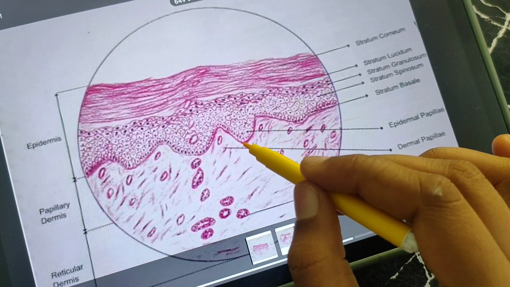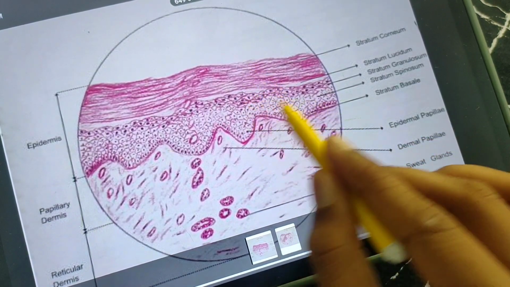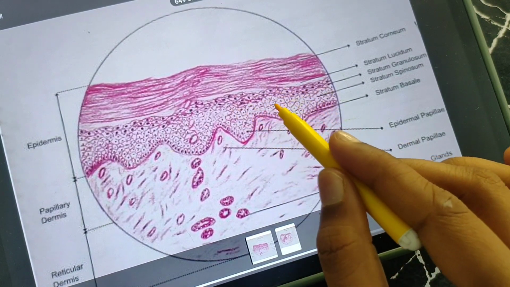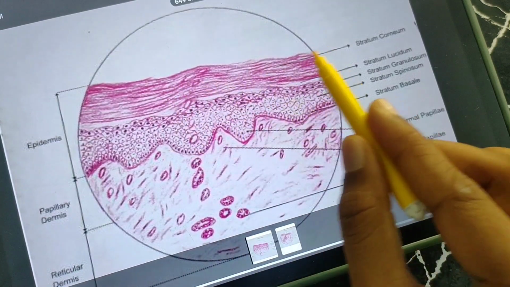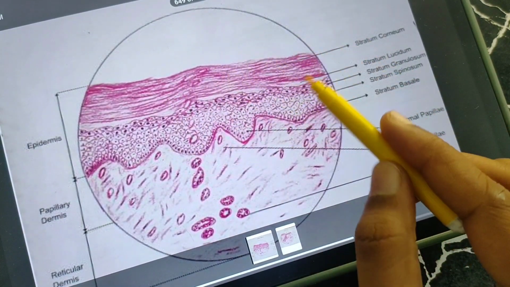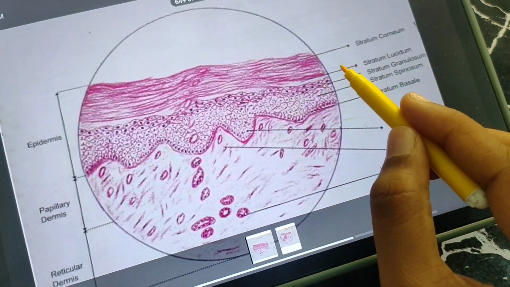From the stratum basale to the stratum corneum, the cells keep on losing their organelles, so their size goes on reducing, and finally they die. So the stratum corneum is dead tissue. And this process is called keratinization.